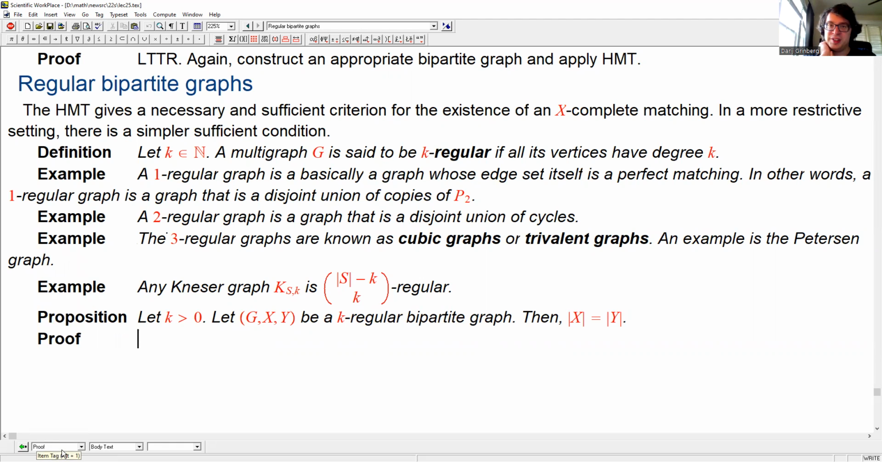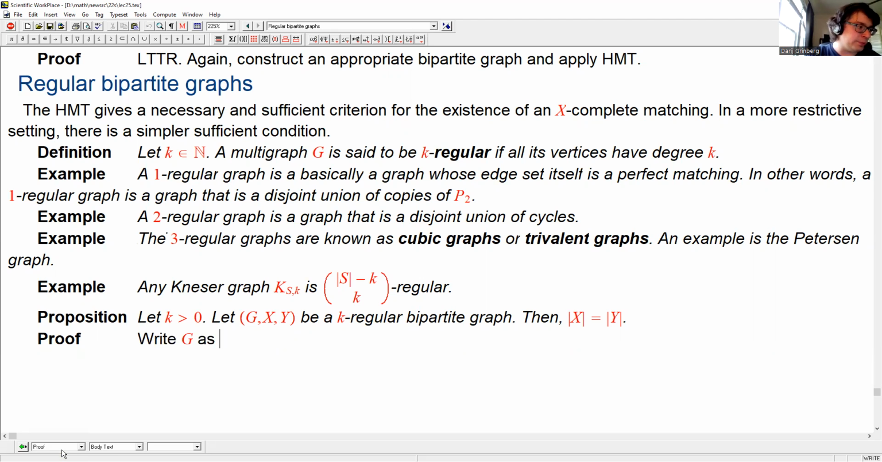And in a way, this is sort of reasonable, because each left vertex has degree k, so it's connected to k right vertices, and each right vertex is connected to k left vertices. In a way, you would expect this to force the two sides to be equal in size. So let's formalize this.